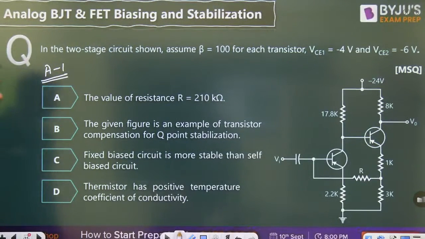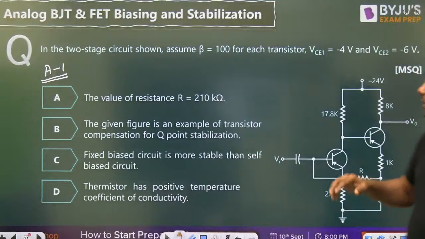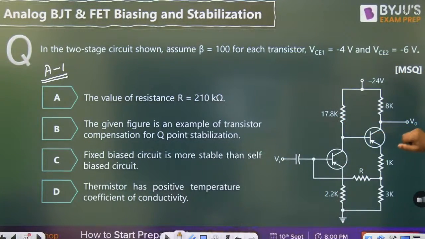First assignment, I will give you 4 questions as an assignment. Try to solve this question. Here we are having the 17.8 kilo ohm, 8 kilo ohm, minus 24 volt, 1 kilo ohm, 3 kilo ohm, and this is the 2.2 kilo ohm. You have to find the value of R here. And this is again an MSQ.